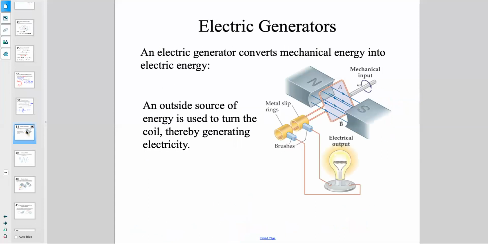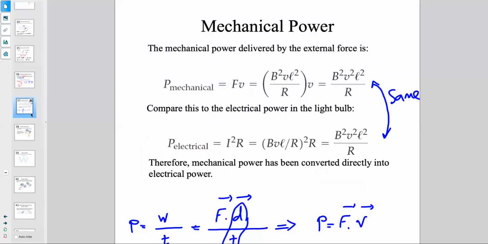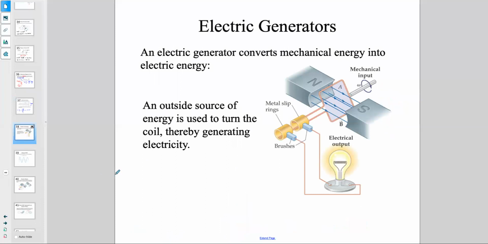This is exactly what we see in electric generators. Okay, so the electric generators convert mechanical energy into electric energy. How much are they? What the power is? This is the power. So let's see how they work. So we have an outside source of energy used to turn the coil. So we have a mechanical input. This will cause this coil to move with the frequency of omega.